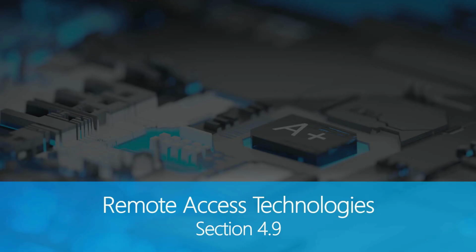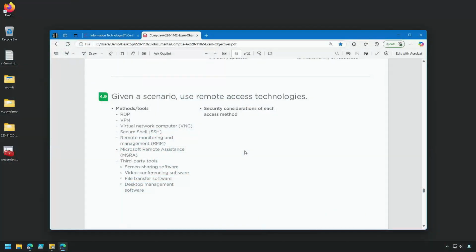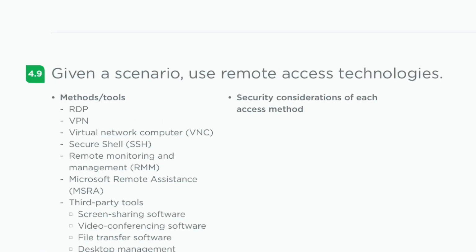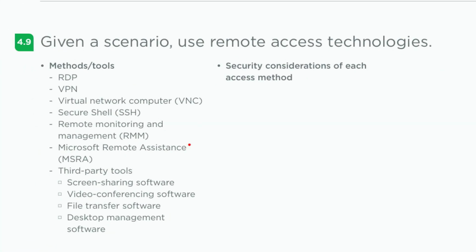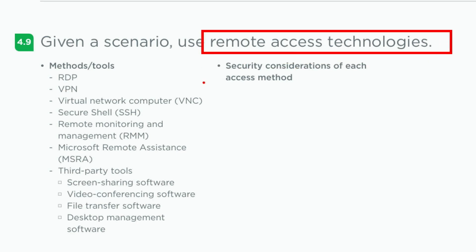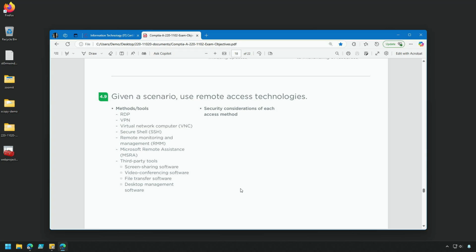The last topic that we're covering today for the 220-1102 exam is Objective 4.9. And 4.9 talks about, given a scenario, use remote access technologies. Primarily, what they're going to want you to be able to do is differentiate the operating systems or environments where you might use these different types of technologies, and then what the definitions are for those different types of technologies.